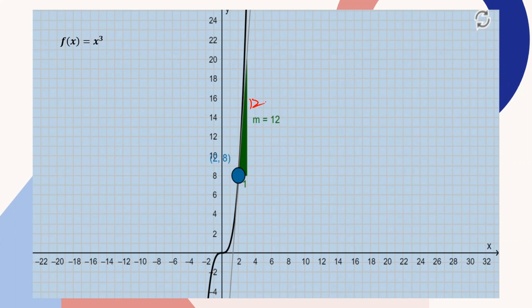So when f of x is equal to x cube, f dash of x is equal to 3x square. Here, since we found the slope of the tangent, it is f dash of x. So f dash of x at x is equal to 2 is f dash of 2 equals 3 into 2 square, which is 3 times 4, and it is 12. So f dash of 2 is equal to 12. So the slope of the tangent at x is equal to 2 is 12.